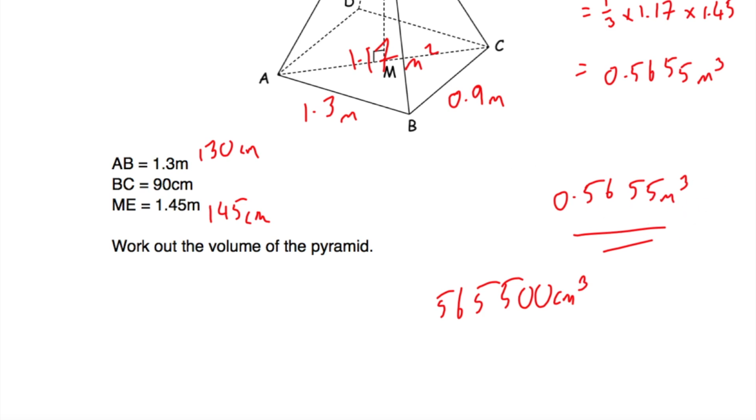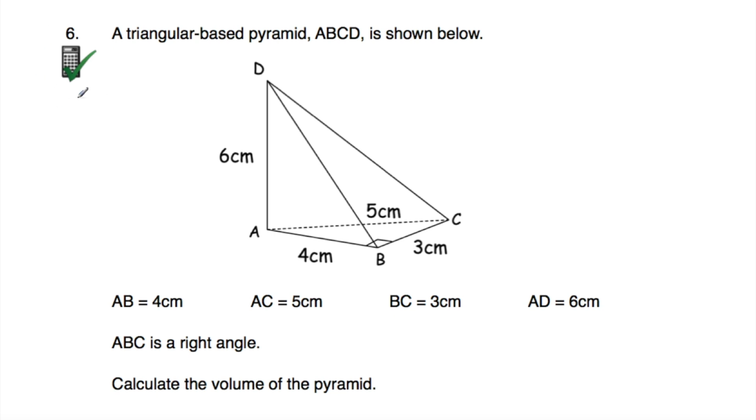Okay, let's have a look at our next question, question number 6. Question number 6 says a triangular base pyramid ABCD is shown below. We're told that AB is equal to 4 centimeters, AC is equal to 5 centimeters, and BC is equal to 3 centimeters, and also that AD is equal to 6 centimeters.